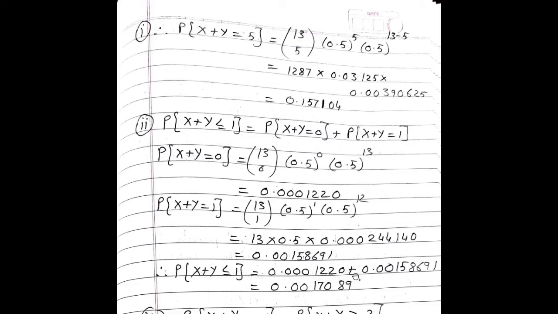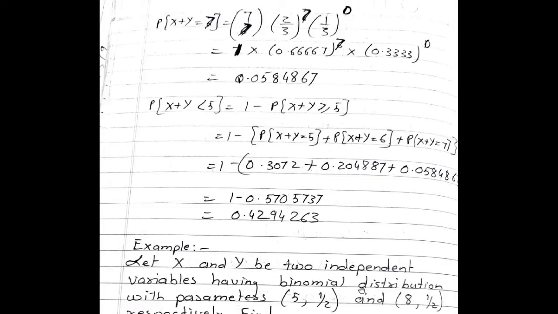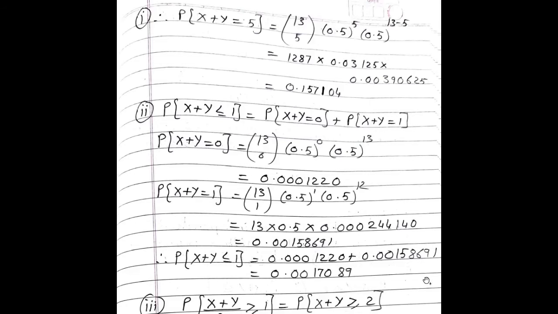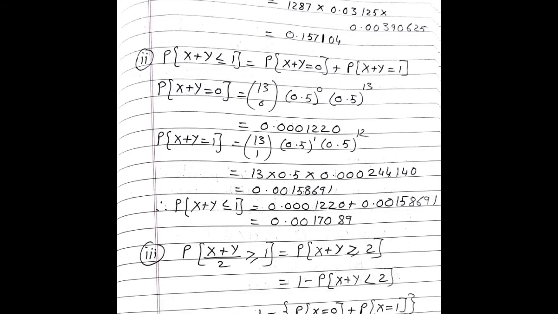0.0001220 plus 0.00158691. So the total is 0.00177089. Next part of the problem, probability x plus y upon 2 greater than or equal to 1.